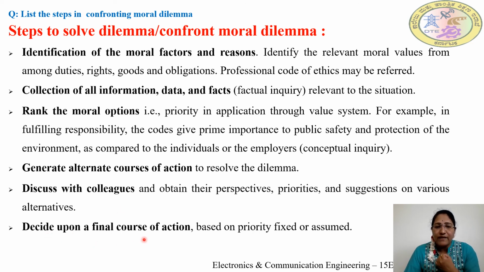Next, decide upon a final course of action. Finally, when you have to take the decision, whether I have to decide on my own or whether I have to ask my colleagues and decide on their suggestions. After that we can decide, based on priority, fixed or assumed. So take the decision based on priority or based on assumption. At the end we need to take one action, one decision. So these are the various steps to be followed to find a solution when we face a moral dilemma situation. Okay.